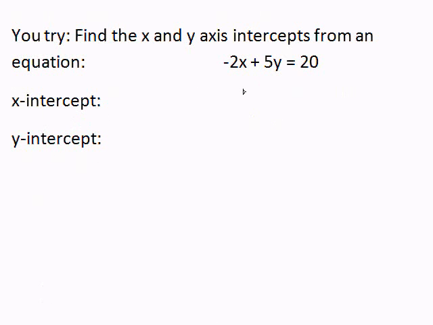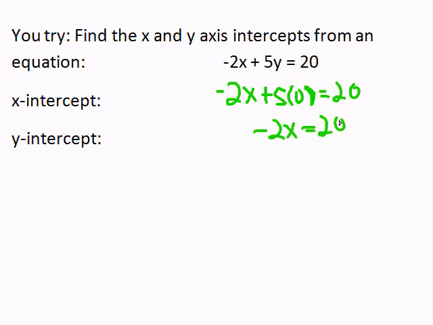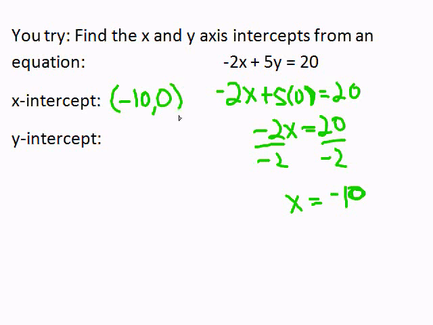So to find the x-intercept, we put 0 in for y, leaving us with negative 2x plus 5 times 0 equals 20. Leaving us with negative 2x equals 20. Divide both sides by negative 2, and we get x is equal to negative 10. So our x-intercept is (negative 10, 0).